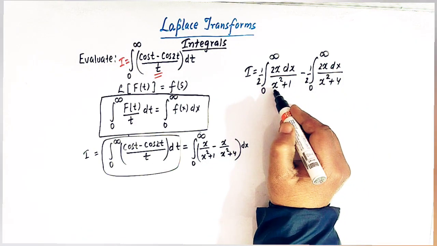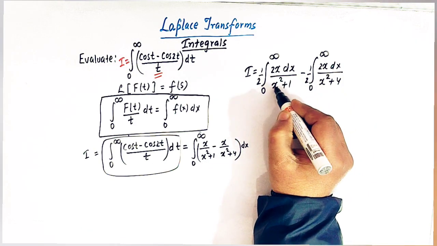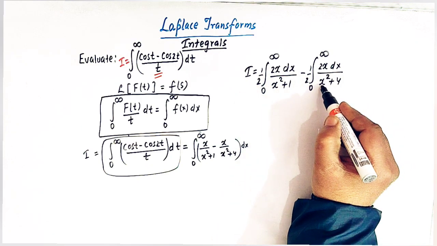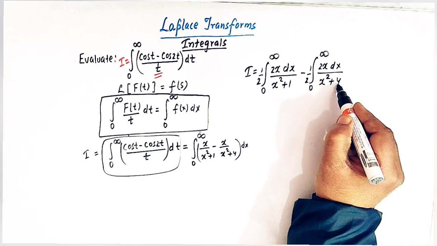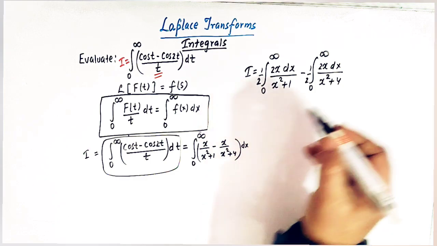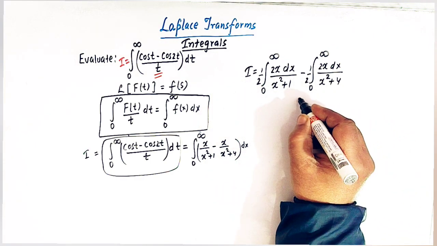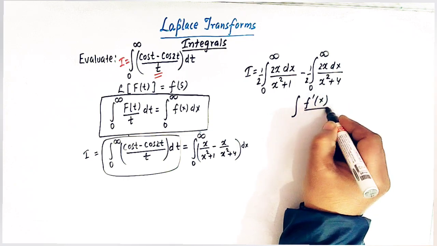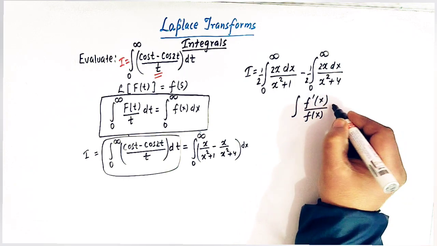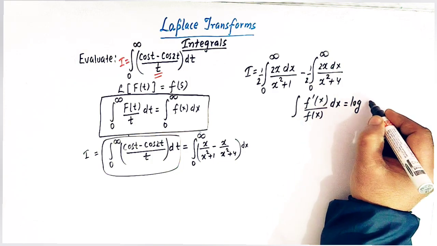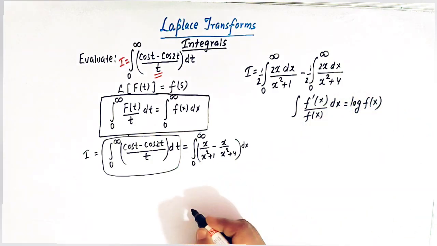So why are we writing this? Because the derivative of x square plus 1 is equal to 2x, right? And the derivative of x square plus 4 is equal to 2x, right? Because from indefinite integrals we know that the integral of f prime of x over f of x dx is equal to log of f of x, right?